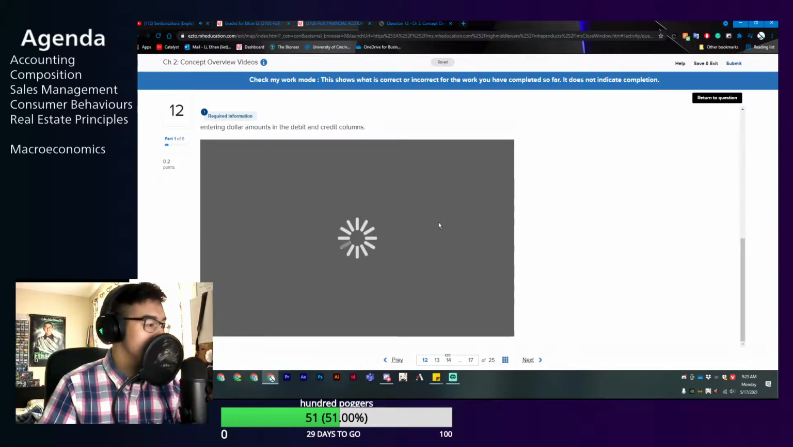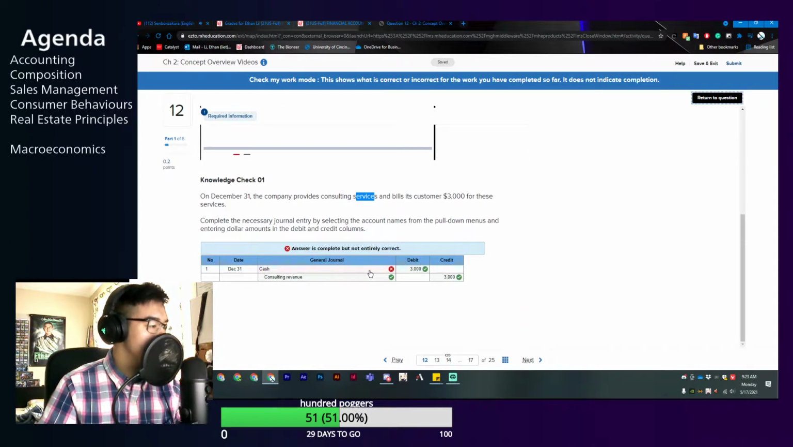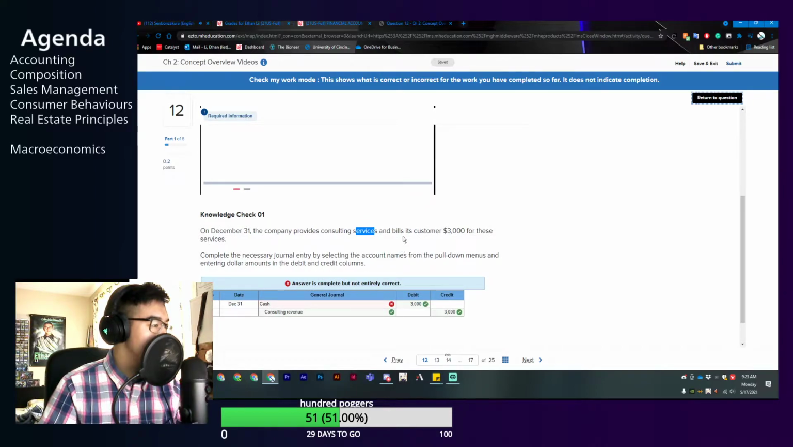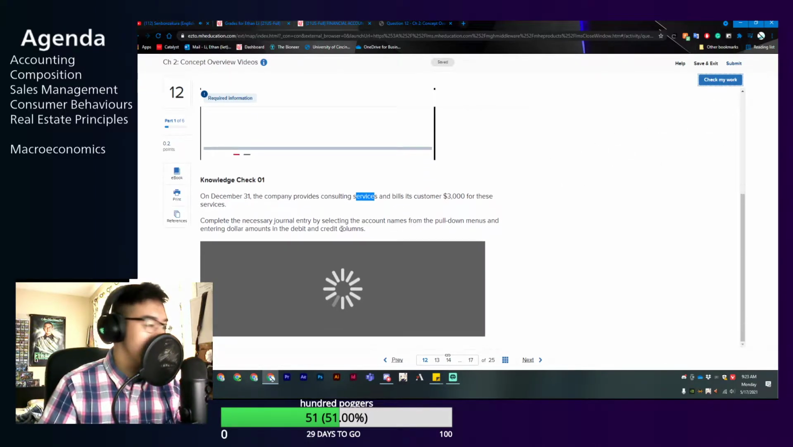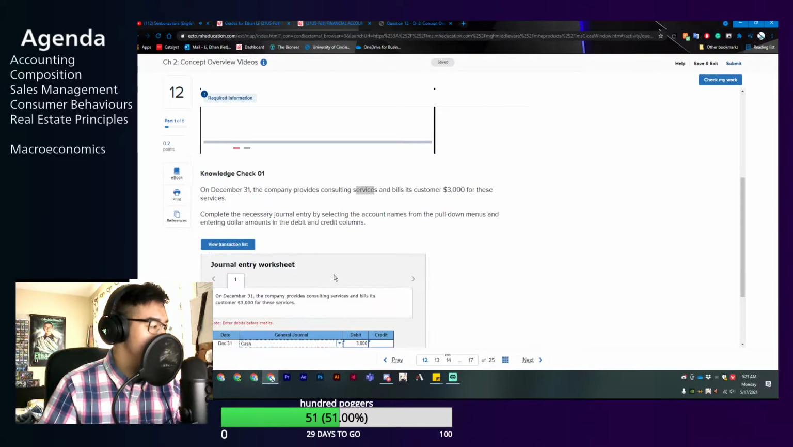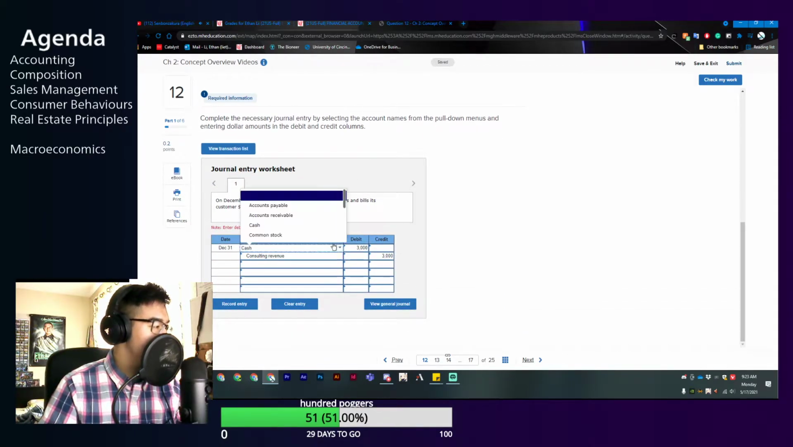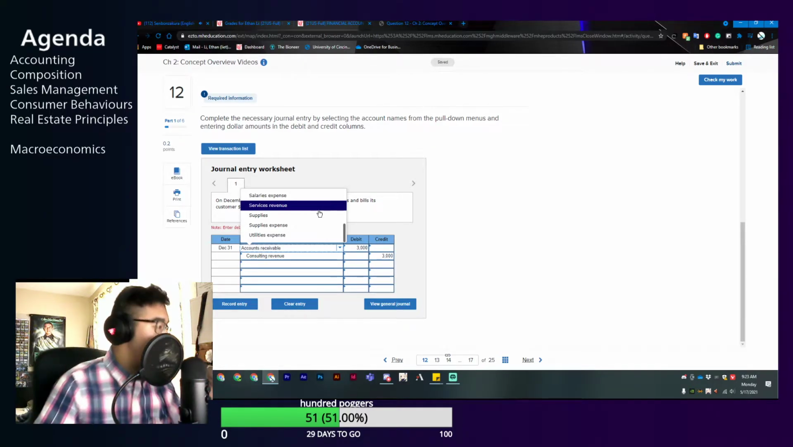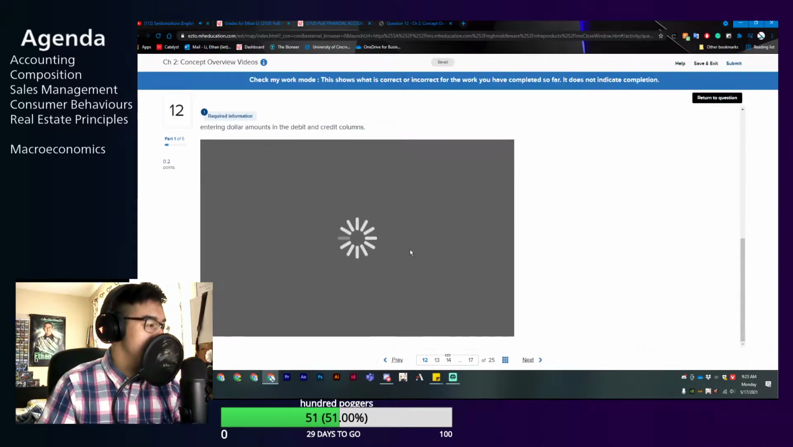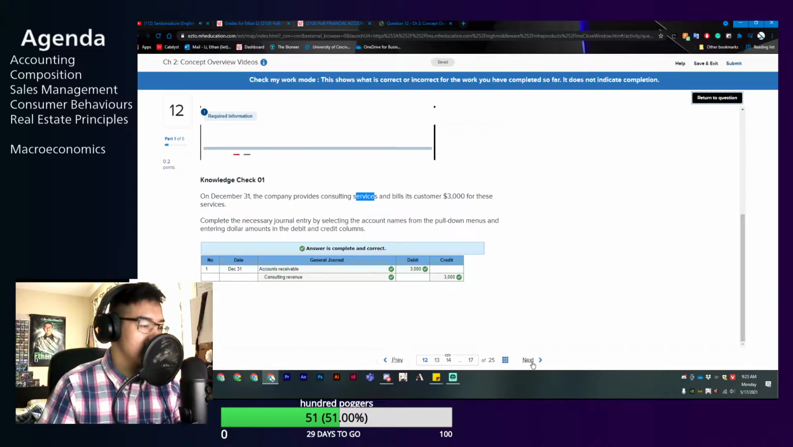Check. What? Oh, wait. Yeah, they didn't pay in cash. They paid in account receivables. Haha, tricky. I think. Although it could also be service revenues. Well, if it's not account receivables, it's service revenues. Okay, it is account receivables.